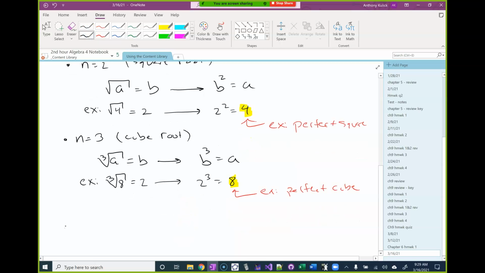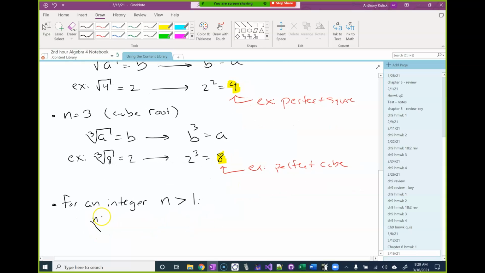We can say then in general for any integer n greater than 1 that if the nth root of a is equal to b, that implies that b to the n is equal to a, right? Which is just continuing the pattern that we've observed for square roots and cube roots, but extending it for n equals 4, 5, 6, 7, 8, etc. Is this okay with you guys?